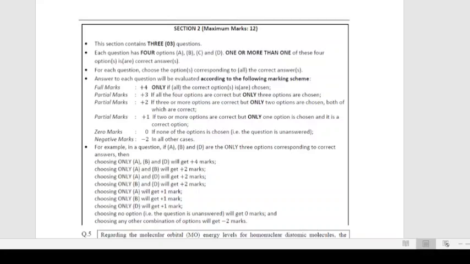Now let's discuss the question. Regarding the molecular orbital energy levels for homonuclear diatomic molecules, there are some characteristics. The first one: if we consider the bond order of He2, as it is a noble gas, we know that they are monoatomic gases.